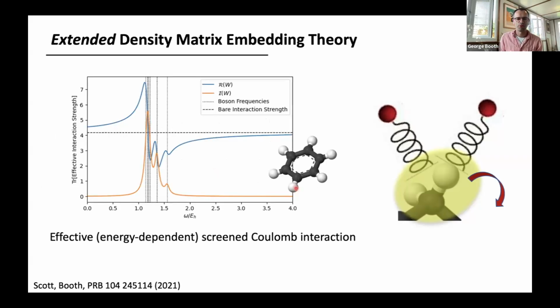Okay, so this is an example of what you would get if you took a few low energy degrees of freedom from a benzene molecule here. You get a certain number of bosons that couple that have very specific energies given by these vertical lines. And if we were to integrate them out, we get an effective dynamical Coulomb interaction that's given, the real part and the imaginary part, by these blue and orange lines respectively. And as we go to high energies, the real part of this screened Coulomb interaction, as expected, goes back to the bare interaction limit.